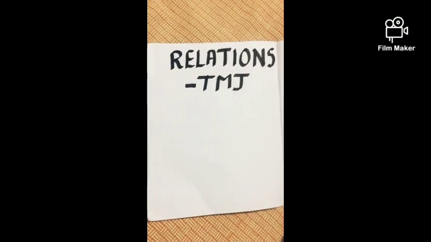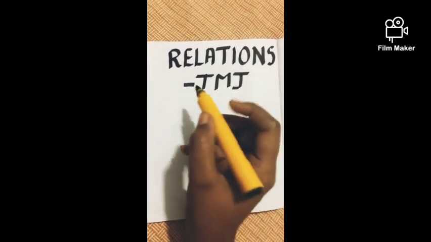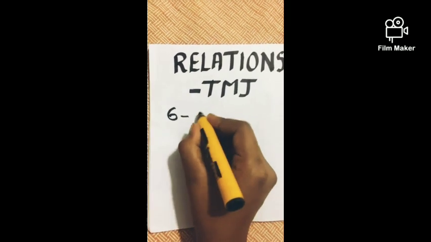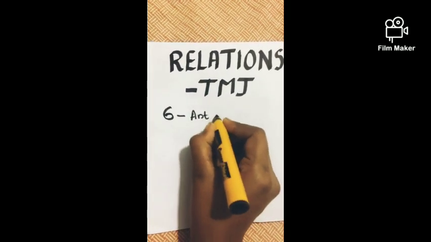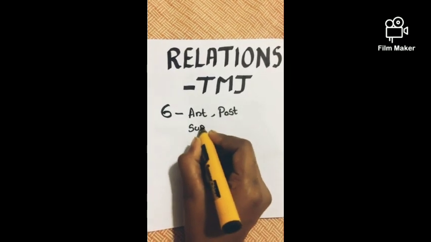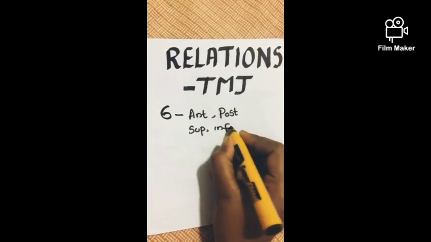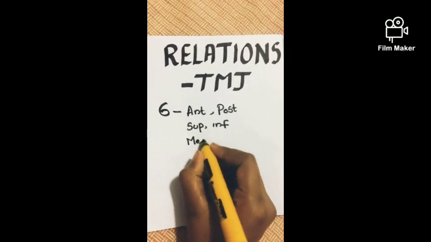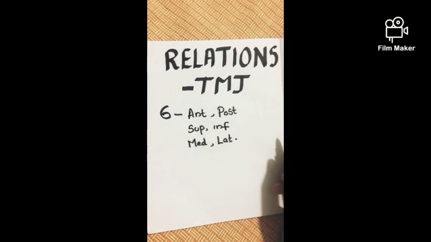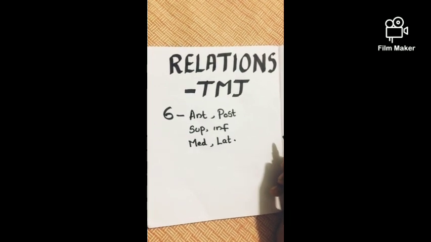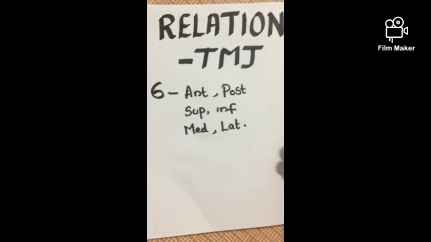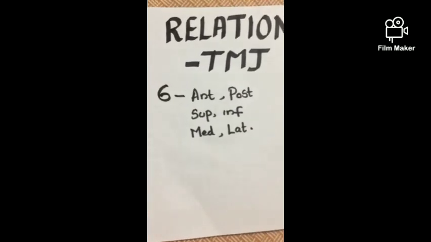We are going to discuss the relations of the temporomandibular joint. We have six relations: anterior, posterior, superior, inferior, medial and lateral. First, we are going to discuss the terminal branches of the external carotid artery, which come into the relations of the temporomandibular joint.